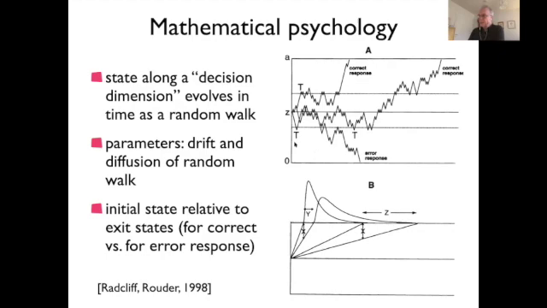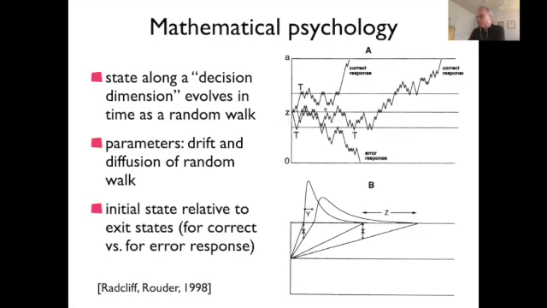And the decision is modeled as a random walk. So it's a stochastic process of the state along that dimension. A random walk can be described by two parameters, drift and diffusion. The diffusion is essentially the variance, and the drift is sort of the mean of that.